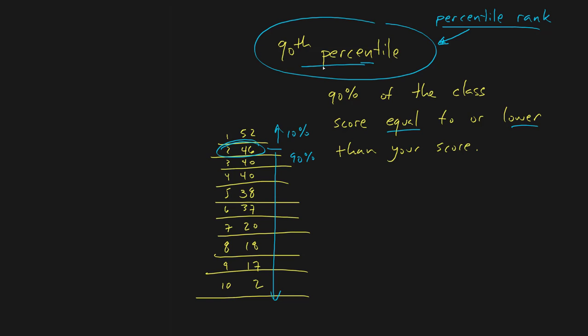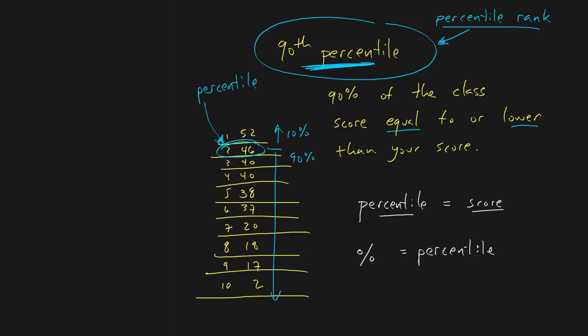It tells you where your particular score falls in the distribution. Your score itself, the 46, this is what's referred to in this course as the percentile. So a percentile is a score, but the percentage is referred to as the percentile rank.